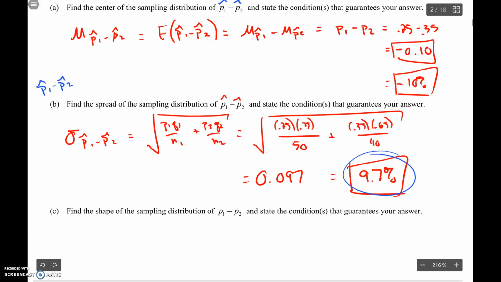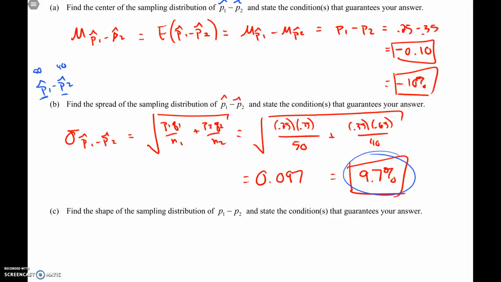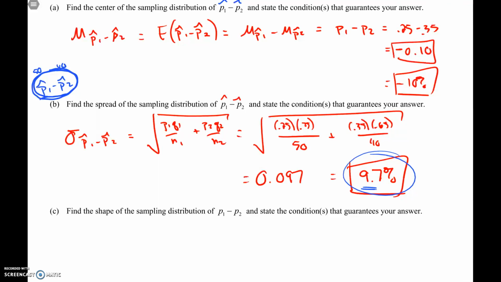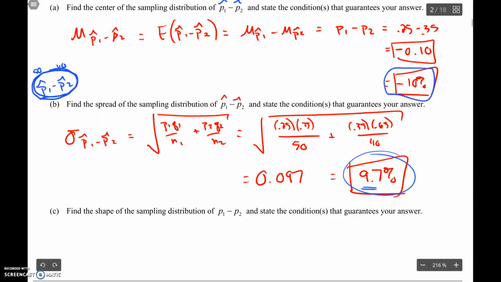when I take samples of size 50 from bag 1 and 40 from bag 2, and I calculate the percentage of red in bag 1 and the percentage of red in bag 2, and then I take the difference in those two percentages, these estimates for the difference in my sample percentages are typically going to be 9.7 percentage points off of the true value, which is negative 10%.